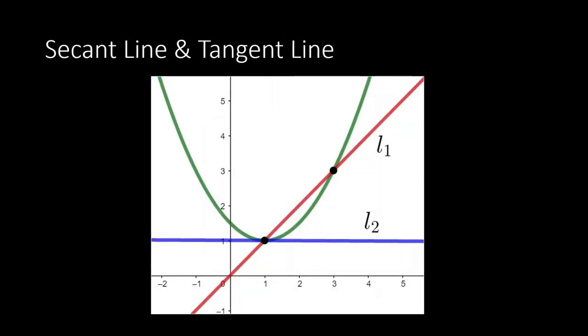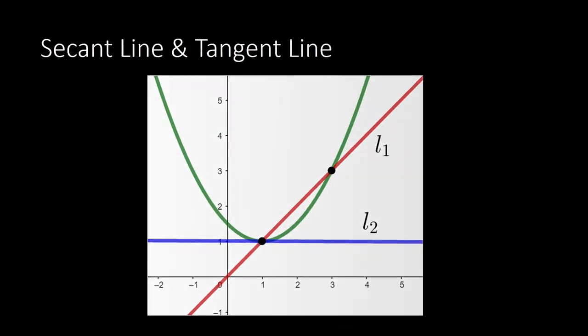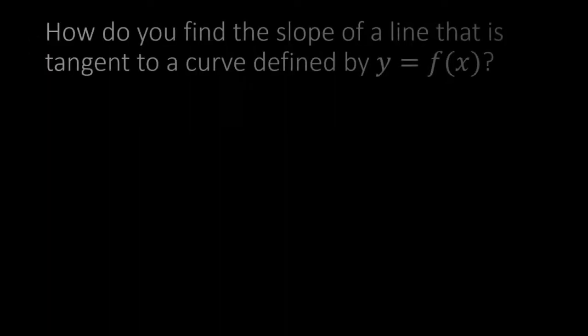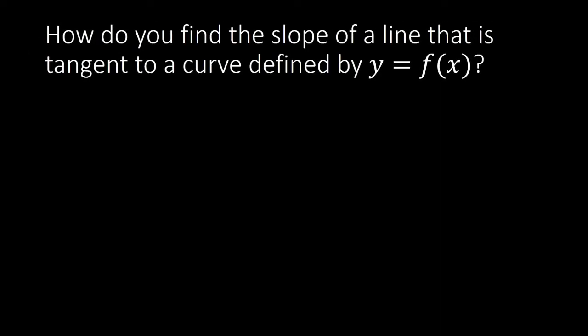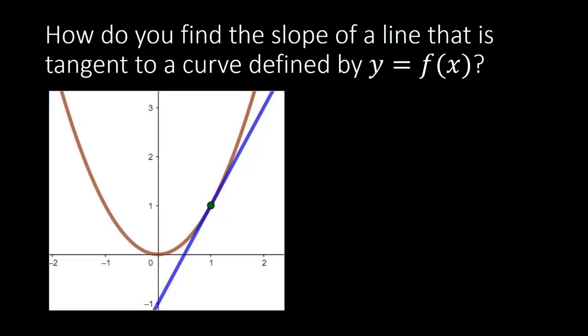So given a graph that is shown to you by the green curve, the red line is the secant line. The blue line is a tangent line. How do you find the slope of a line that is tangent to a curve defined by y is equal to f of x? So we know the function. We know the equation that defines the function y is equal to f of x.